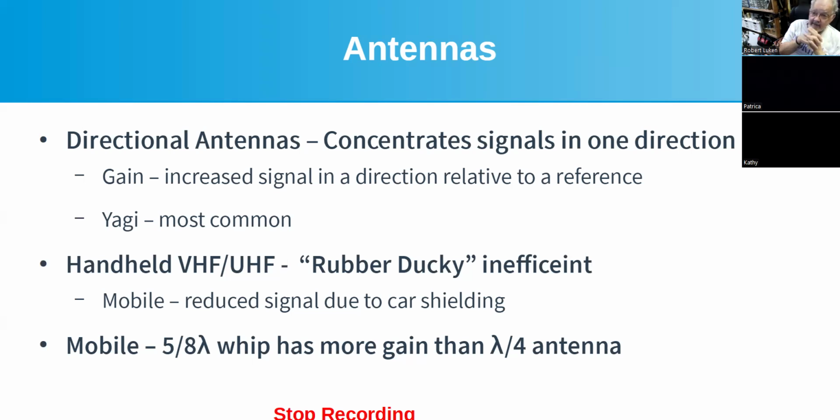Probably the most common beam antenna is called a Yagi. Technically, it's a Yagi-Uda, which is named for Dr. Yagi and Dr. Uda, who invented it. I actually think, from what I've read, Dr. Uda did all the work, and he worked for Dr. Yagi.